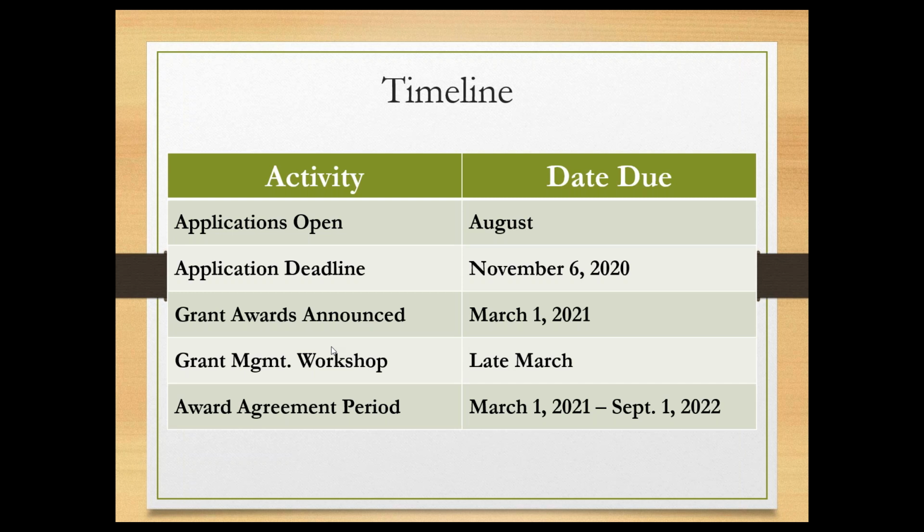And again, all expenses and activities must be incurred between the award agreement period. So between March 1st, 2021 and September 1st, 2022, you cannot purchase expenses now and then seek reimbursement later. If you get a grant, they have to be purchased after March 1st. And same with activities, they have to take place during that time. So please keep that in mind.